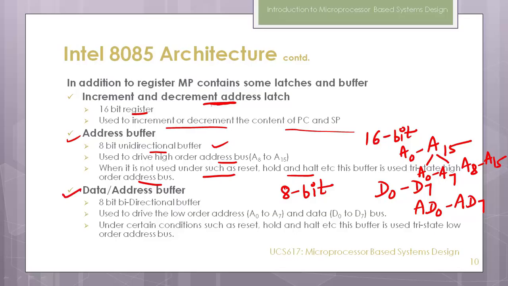Second is the data or address buffer. It is an 8-bit bidirectional buffer. It is used to drive the low order addresses A0 to A7 and data D0 to D7. Under certain conditions such as reset, hold and halt, this buffer is used to tri-state the low order address bus. This is the low order, this is the high order address bus.